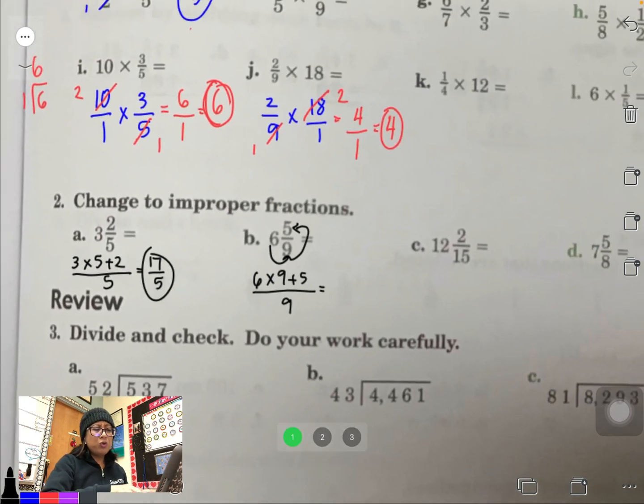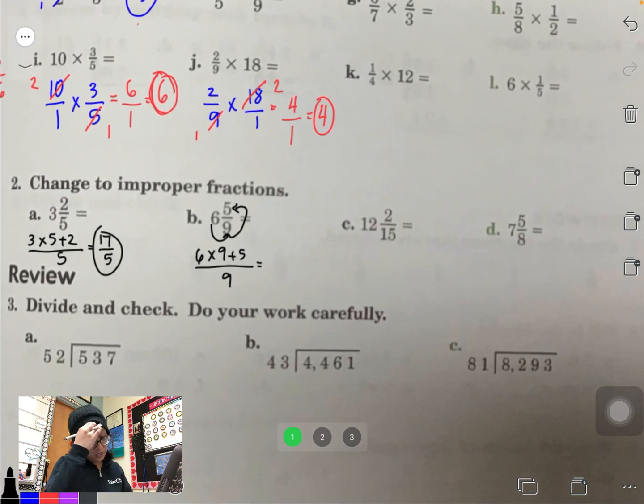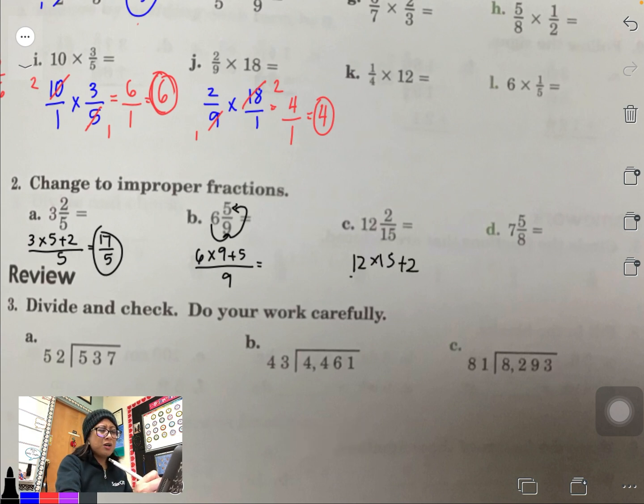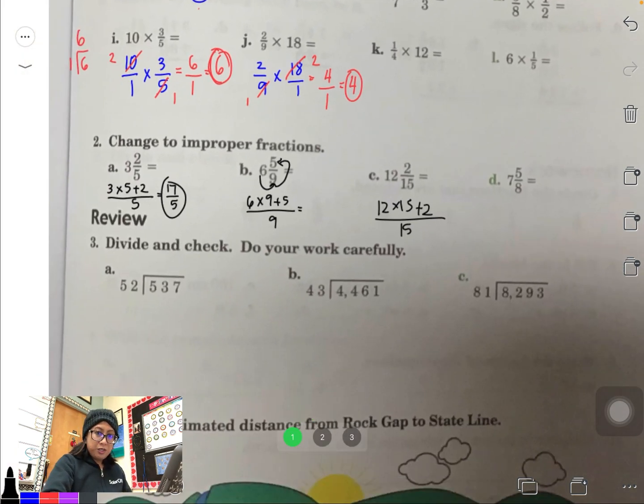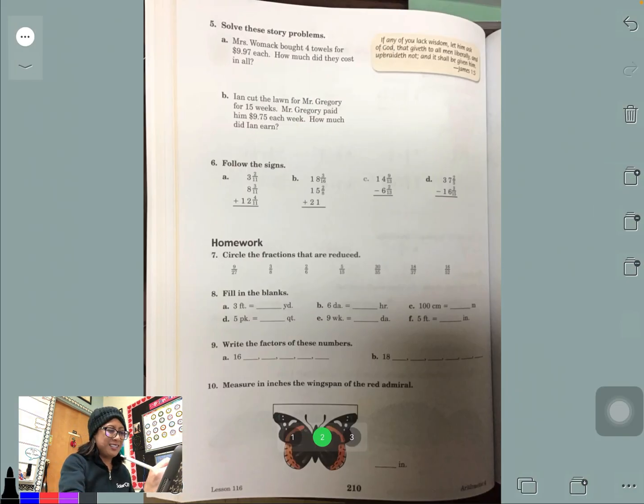Okay, if you need to do the work, like if you need to show it below, that's fine. But like I can easily do some of this in my head. Oh, except maybe C. C, I'm going to have to do like 12 times 15 plus 2. For C, I'm definitely going to need scratch paper for 12 times 15. Okay. Oh, and that would be over 15. So number 3 is seat work. Okay, just divide as carefully as you can. And on the back, the only seat work you have is number 6.